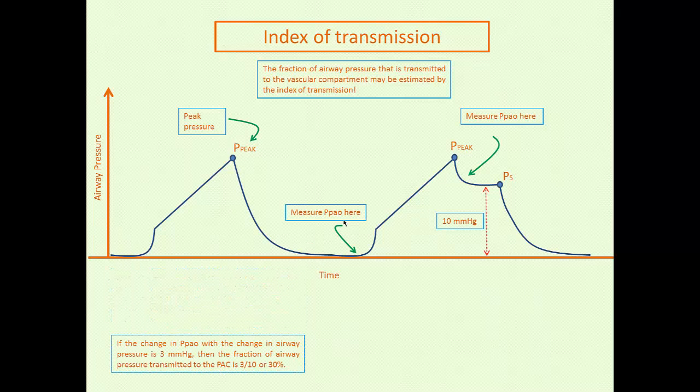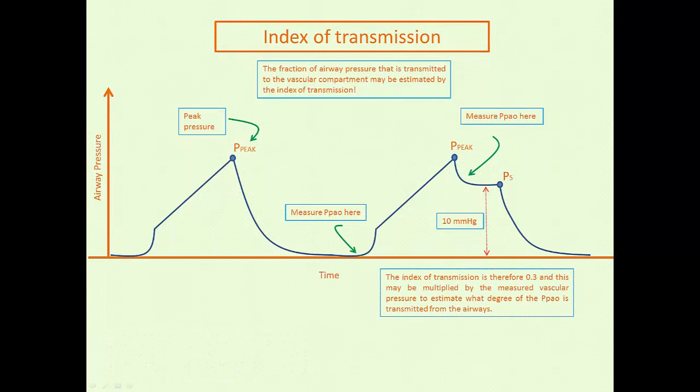Now say your wedge here was 5, and up here it was 8. Well, your wedge has increased 3 for an increase in airway pressure of 10. So that is a transmission index of 3 over 10, or 0.3, or 30%. And then you can use that as an estimation of how much of the airway pressure is affecting your wedge pressure.